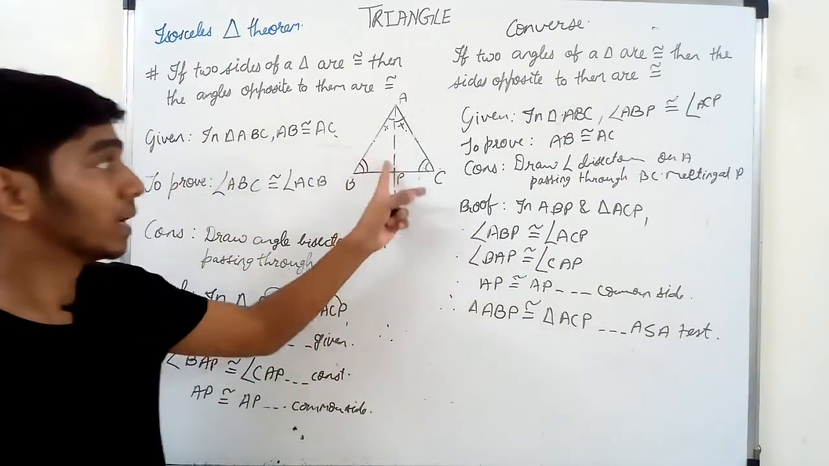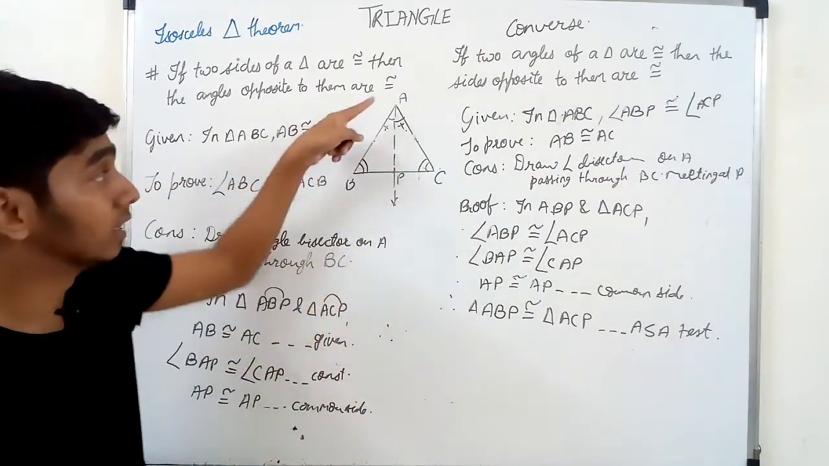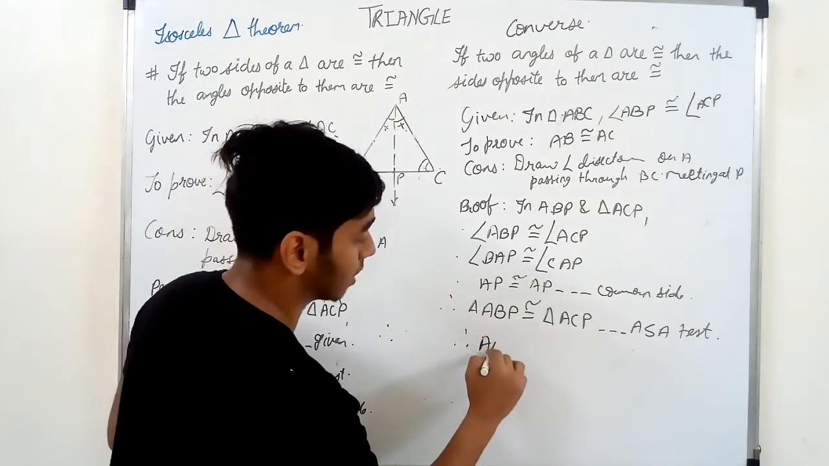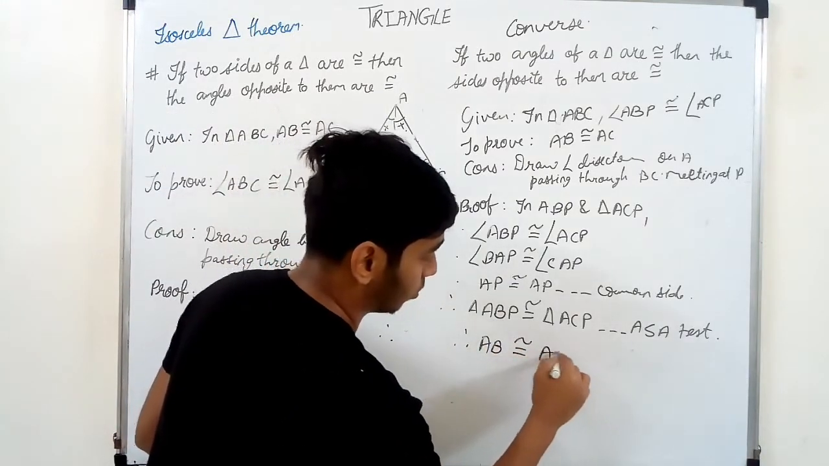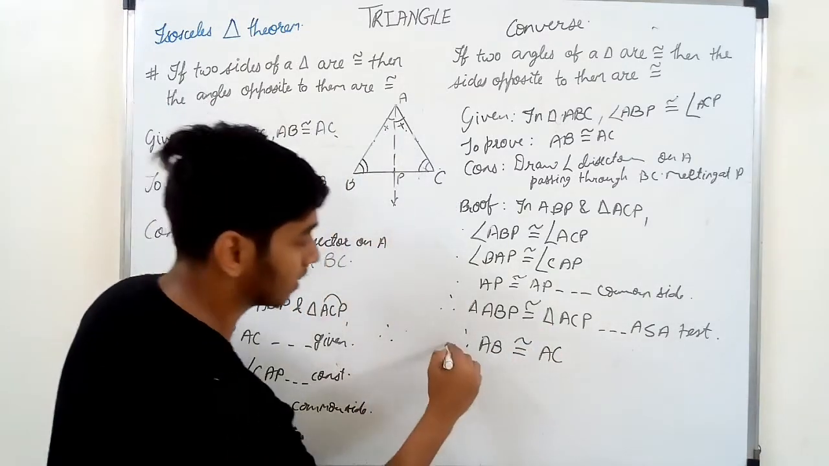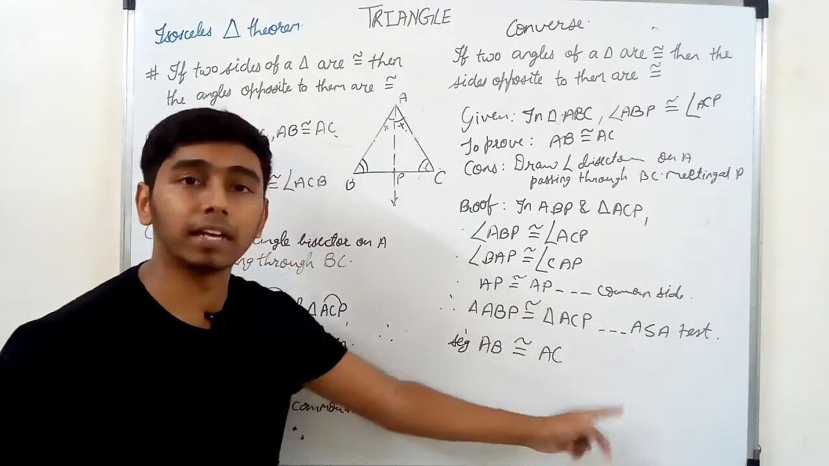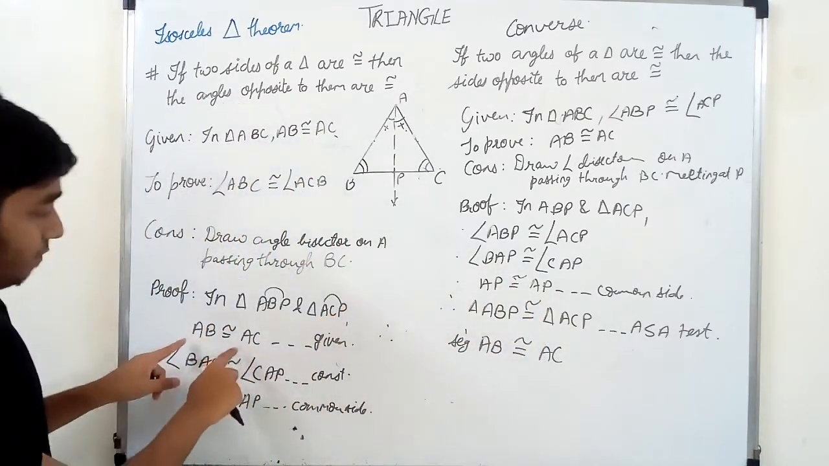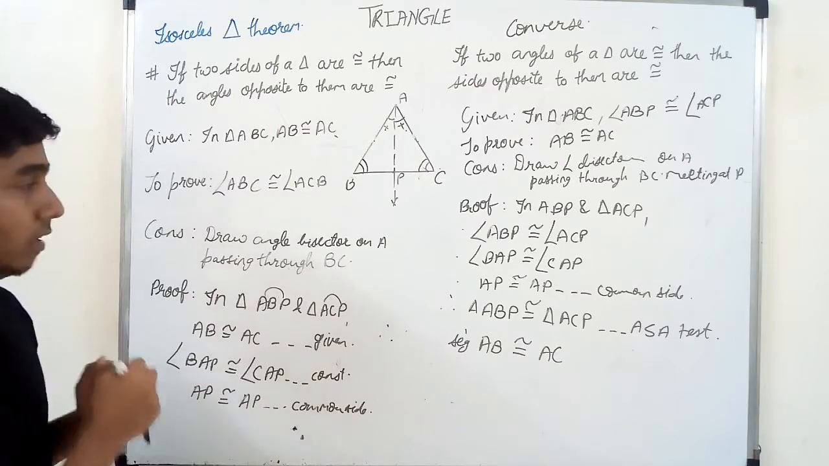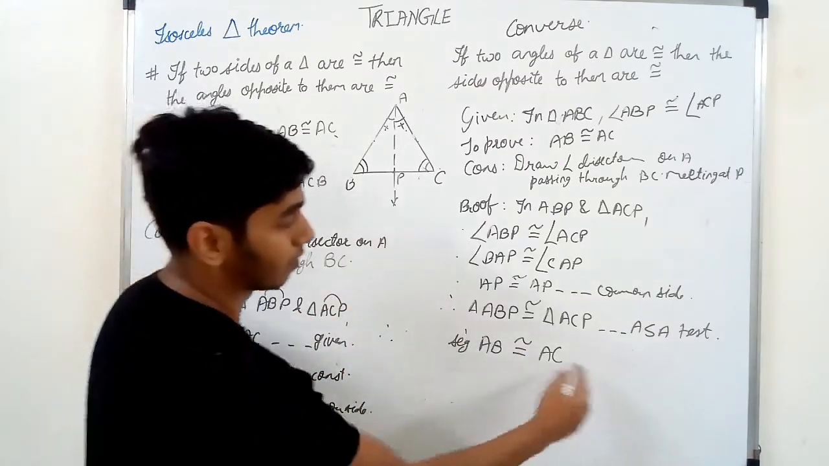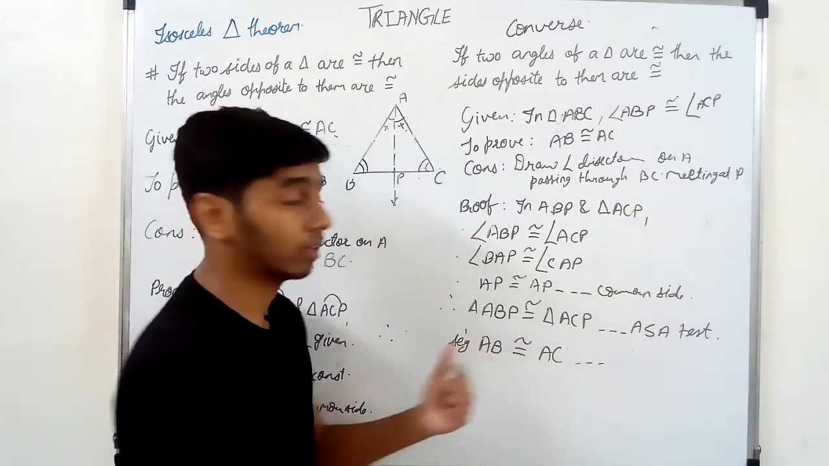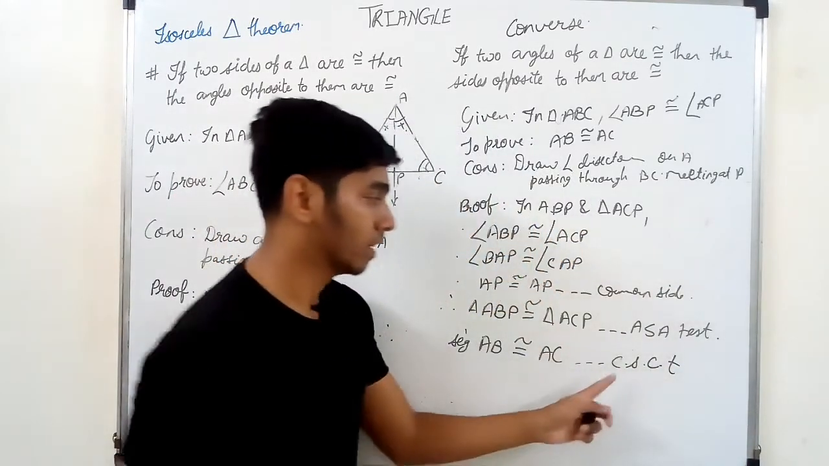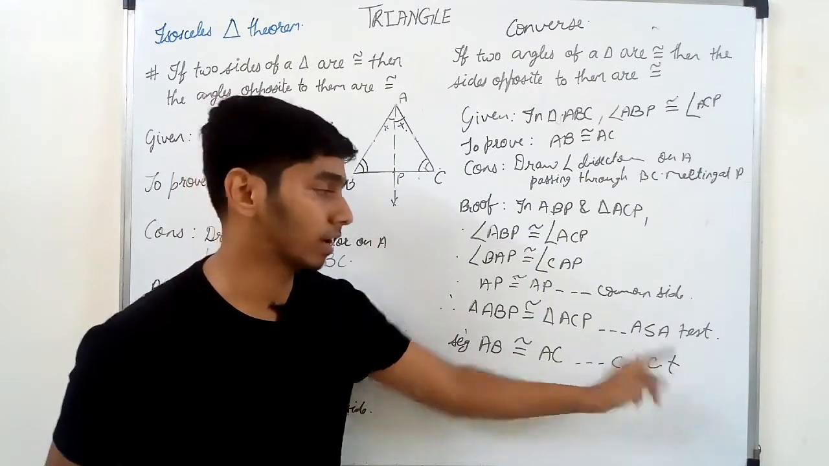Okay, so if we are able to prove that these two triangles are congruent, then this side and this side will also be congruent. Therefore AB is congruent to AC. This is segment AB congruent to segment AC. You can write segment AP, segment AP, everywhere you come across it. So we have got this same, congruent by, what is the reason for this? CSCT, corresponding sides of congruent triangles.